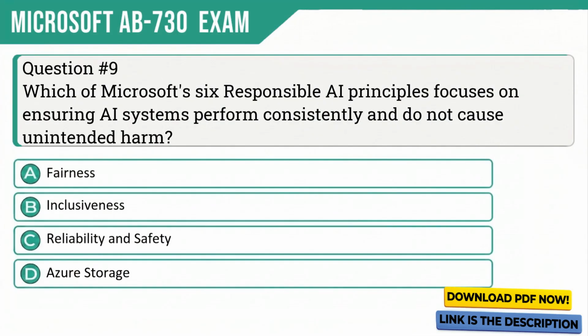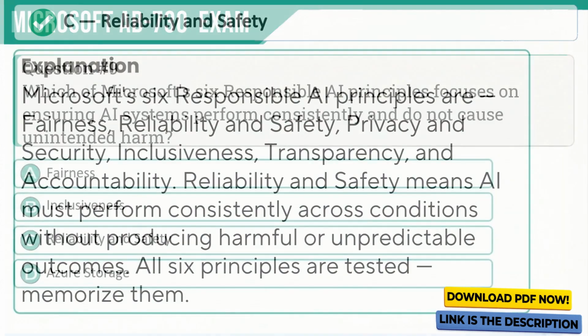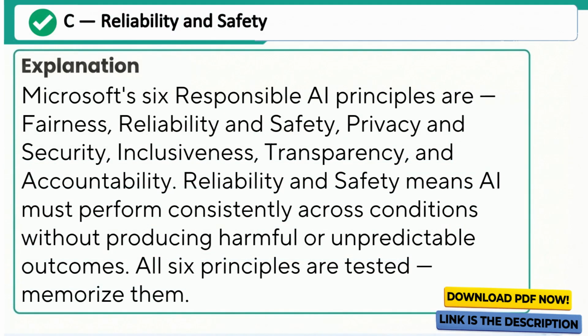Question number 9. Which of Microsoft's 6 responsible AI principles focuses on ensuring AI systems perform consistently and do not cause unintended harm? A. Fairness. B. Inclusiveness. C. Reliability and safety. D. Azure storage. Correct answer, C.